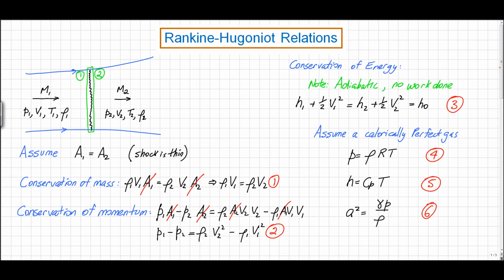The formulation of the conservation equations for the flow across a normal shock wave resulted in the 6 equations labelled 1 to 6 here. Now we're going to combine these equations, and this will lead us to finding an expression for the density ratio across the discontinuity in the flow. So that'll be rho 2 over rho 1. We'll then be able to find out how the pressure and temperature of the flow change across the shock wave. So let's get started.